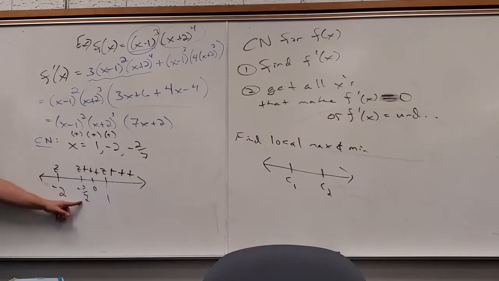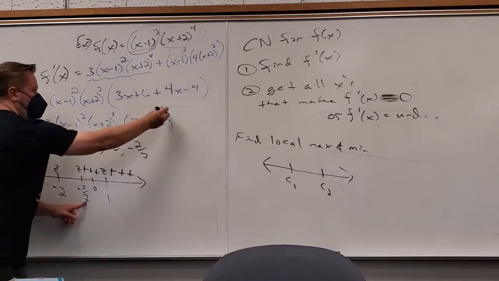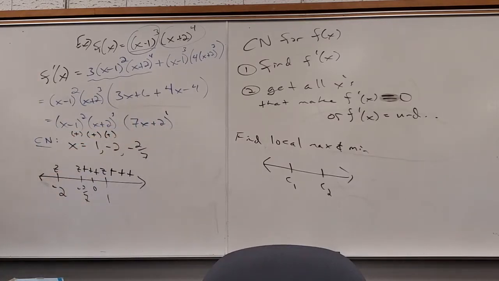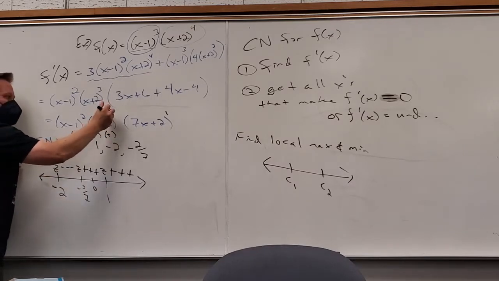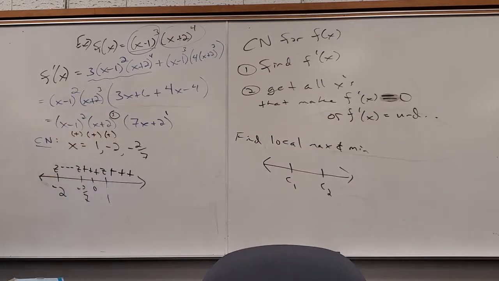Where did the -2/7 come from? This one. And it's got an odd multiplicity. Well, what does a line do? Doesn't it go through? So if it's positive on one side, it changes sides on the other side. And then where did -2 come from? Is it odd multiplicity? Cubic goes through, it doesn't turn, so it has to change signs.